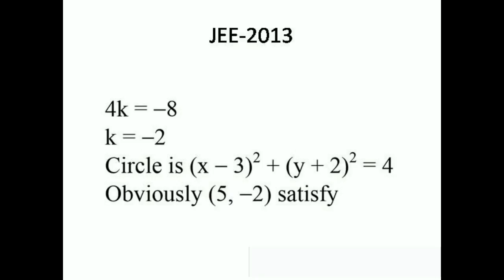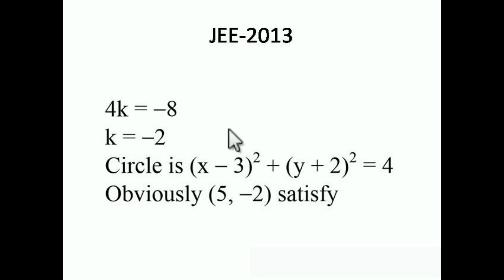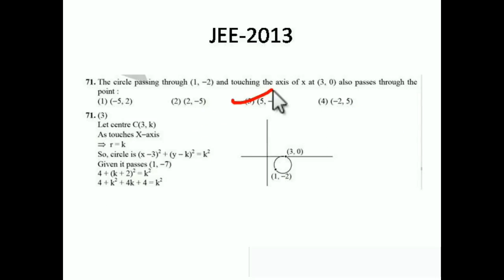Now just use the trial and error method. Put each of the given points into this equation. The point which satisfies this equation is our answer, and the right answer is 5 comma minus 2. If we put 5 here and minus 2 here, we will get 4 on the right hand side. So 5 comma minus 2 is my right option, that is option number 3.